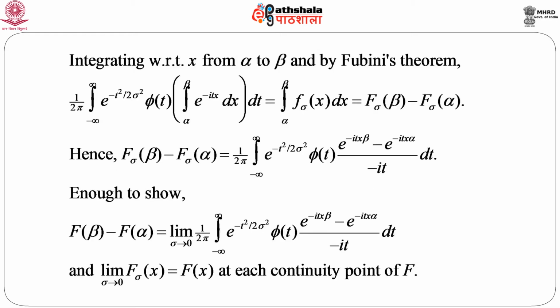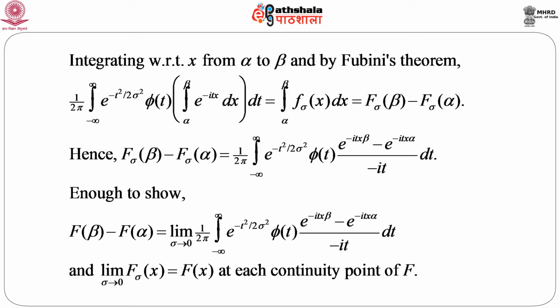Now, integrating with respect to x from alpha to beta, and obviously using Fubini's theorem. Actually, the proof of this theorem is repeated application of Fubini's theorem. So, this becomes 1 by 2 pi, integral from minus infinity to infinity, e to the power minus t square by 2 sigma square, into phi t, into the integral from alpha to beta of e to the power minus i t x dx dt.